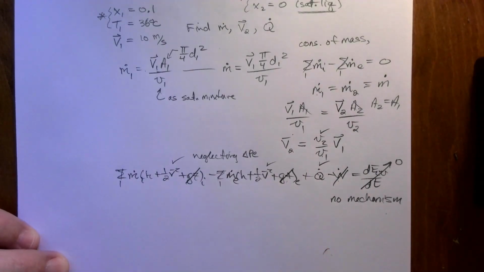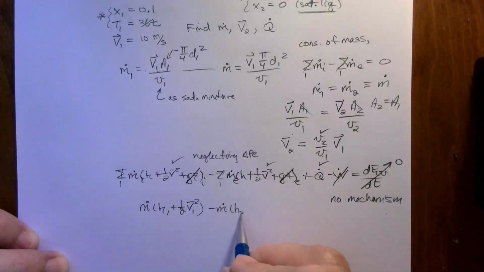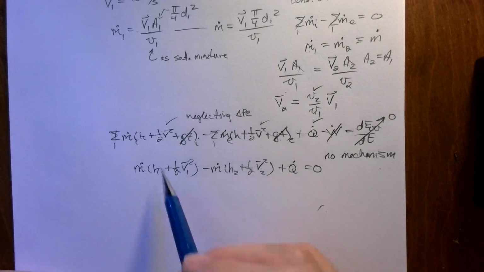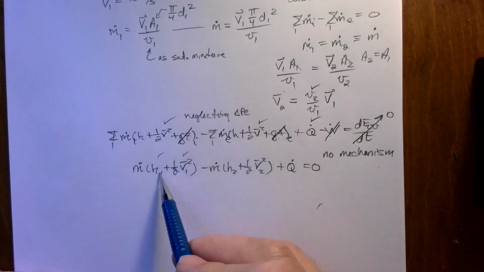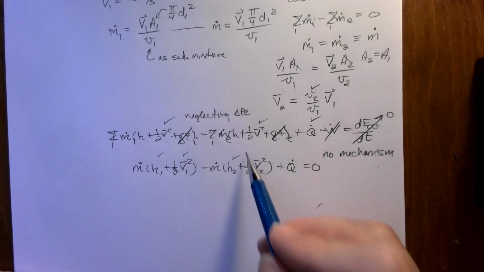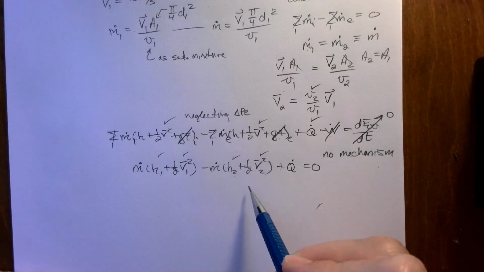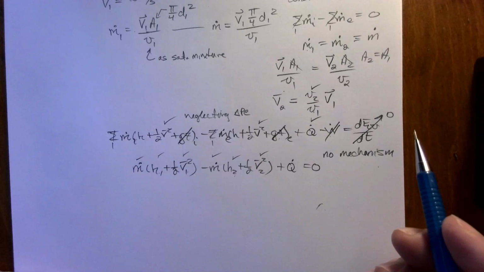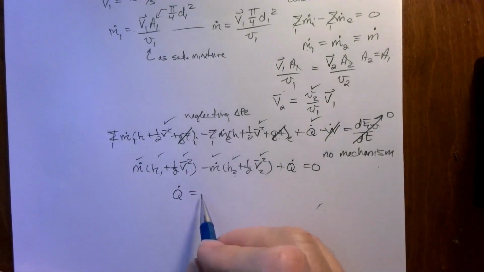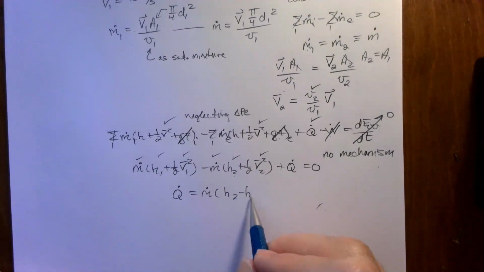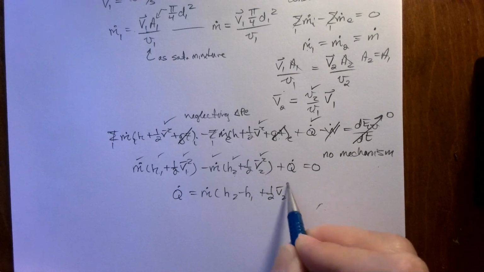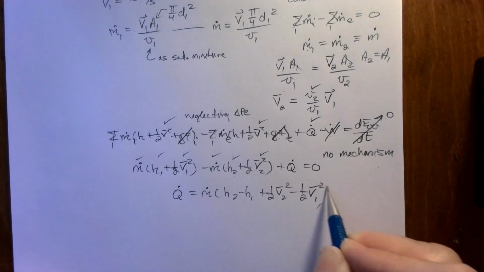And then we have only one inlet and one exit, so we're left with m dot times h1 plus 1/2 the velocity at 1 squared, that's the inlet, minus m dot times h2 plus 1/2 the velocity squared at 2, plus Q dot equals 0. State 1 is defined. We have h1 because the state is defined, v1 is given, h2 is defined so we can get h2, v2 we've calculated, and the m dot we've calculated already above. So solve this for Q dot is equal to m dot times h2 minus h1 plus 1/2 the velocity at 2 squared minus 1/2 the velocity at 1 squared.